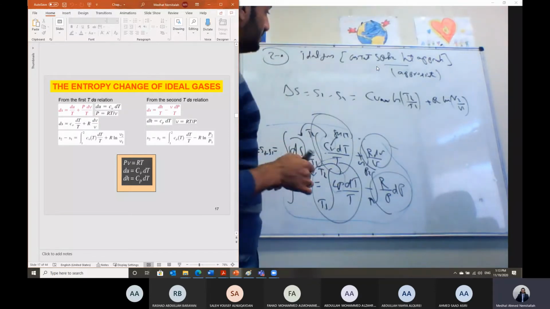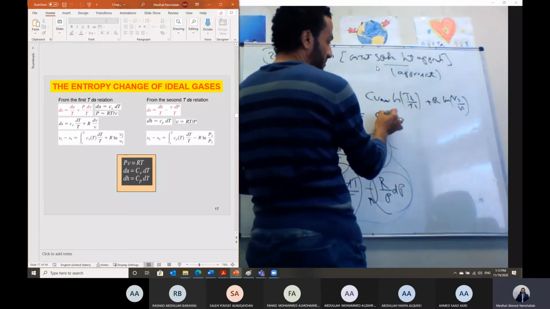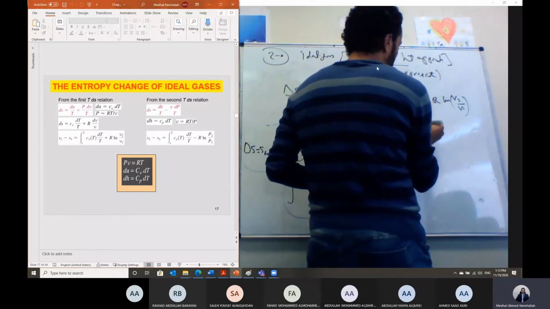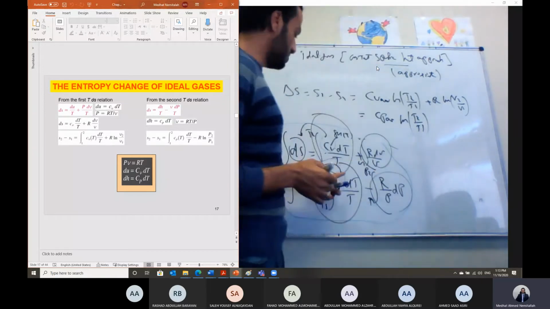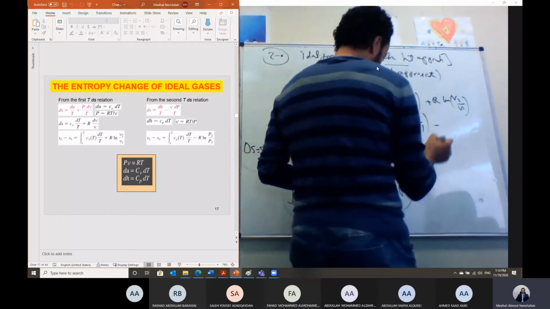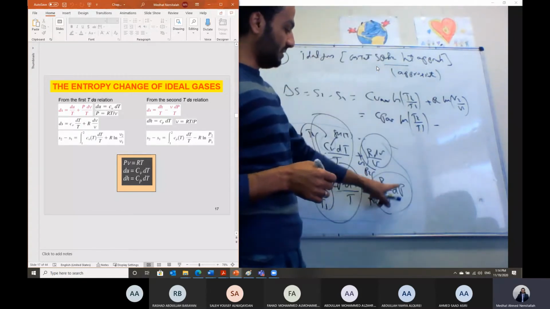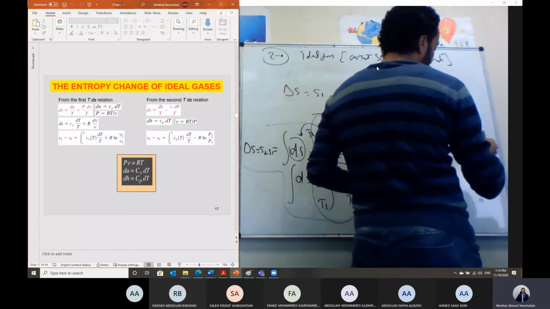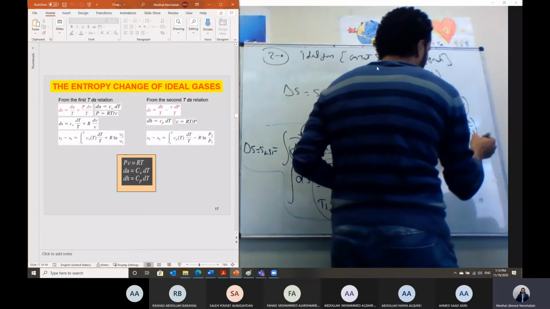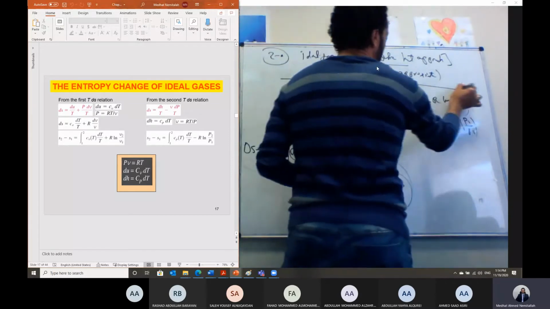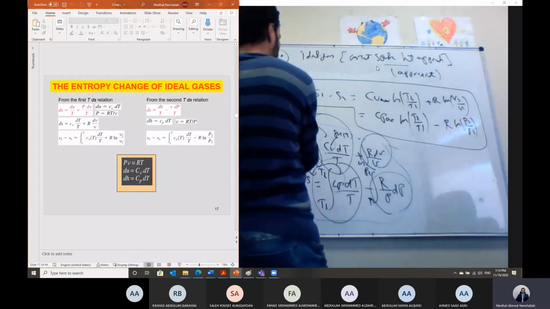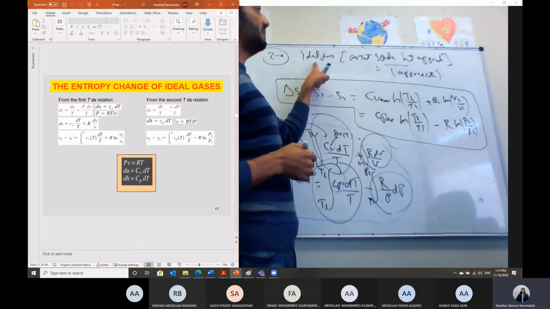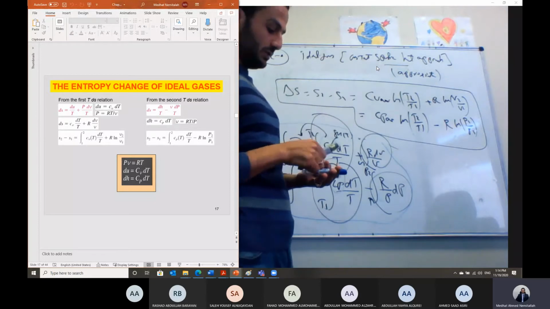But based on the second equation, delta S as a function of CV, we can get another equation, which is CV average, also integration of delta T over T, which is ln T2 over T1, minus the second term. We have a negative sign, R delta V over V, so it will be R, and the integration of delta V over V will be ln V2 over V1. And this is the equation that we use. We have two equations. We can use either of them to calculate delta S of an ideal gas following the constant specific heat analysis.